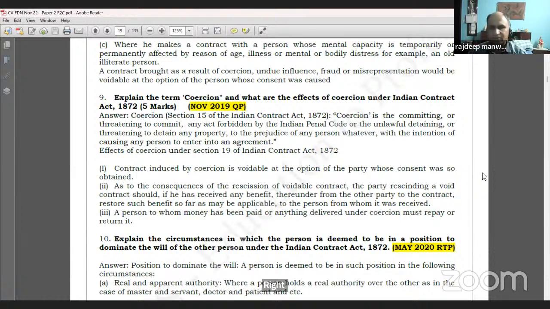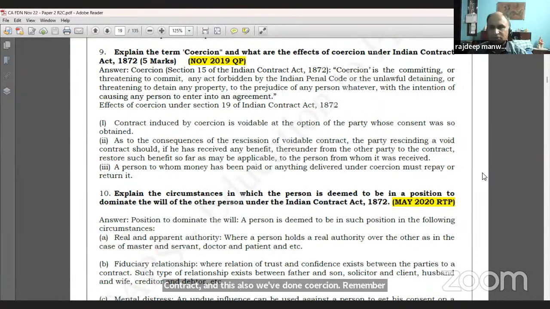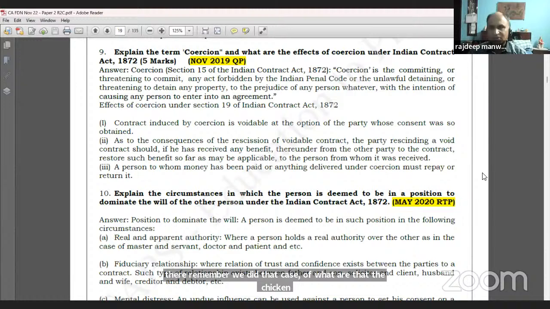Explain the term coercion and what are the effects of coercion under the Indian Contract Act. This also we've done. Coercion, remember? When a person does or threatens to do any act prohibited by the Indian Penal Code, or detains or threatens to detain property, it amounts to coercion, correct? And we had done many cases over there. Remember the case of Chikkam Amiraju versus Seshamma, where a person threatened to commit suicide. Then we did one more case. What was that?